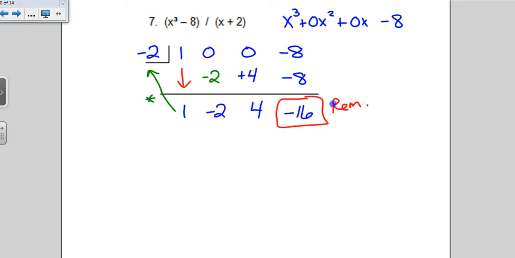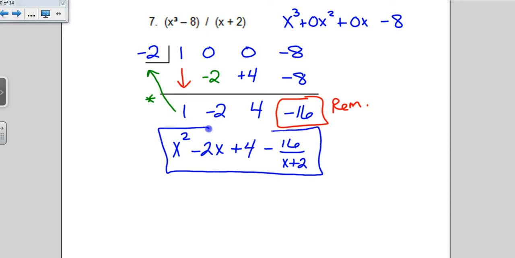So that last number we have here is our remainder. And we have to think about how to write our answer. If I took an x to the third and divided it by an x to the first, that would be x to the second. So this first coefficient goes along with my x squared term. And then continuing down the line, the -2 would be for the x to the first term, the +4 would be the constant, and then the remainder is a -16. It's still being divided. Remember, it was being divided by an x plus 2. So that is your final answer for number 7.